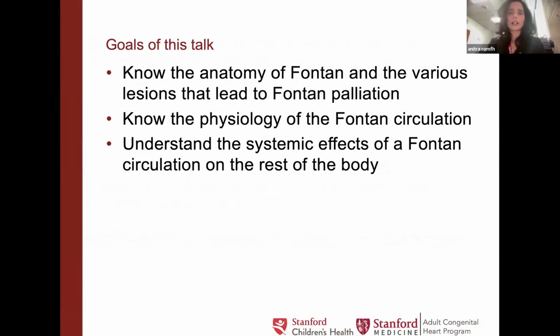So the goals of this talk will be to know the anatomy and physiology of Fontan and various lesions that lead you into the club, and then also to know the physiology of the Fontan circulation, and through that we'll understand the systemic effects of the Fontan circulation on the rest of the body.